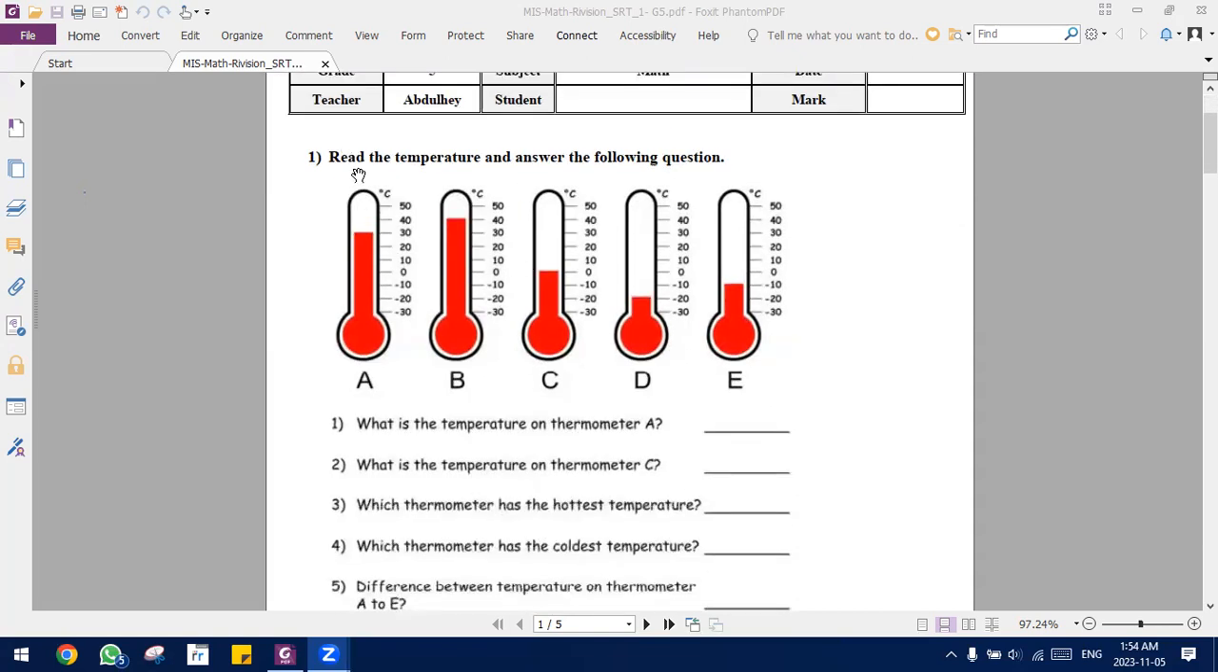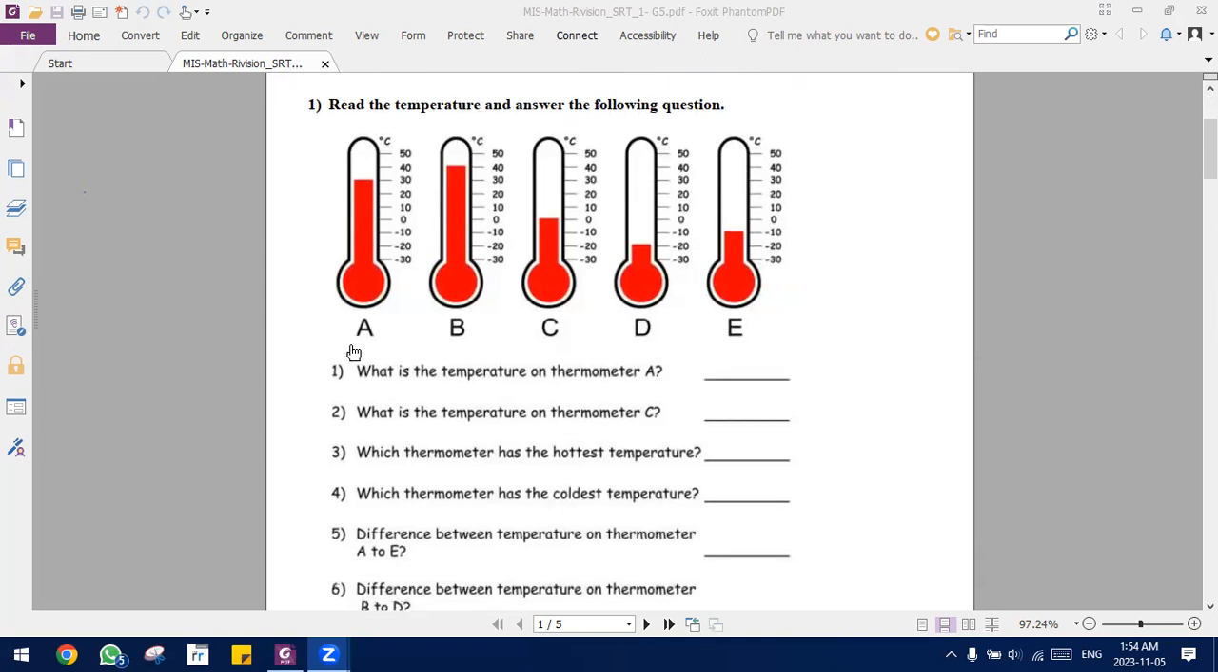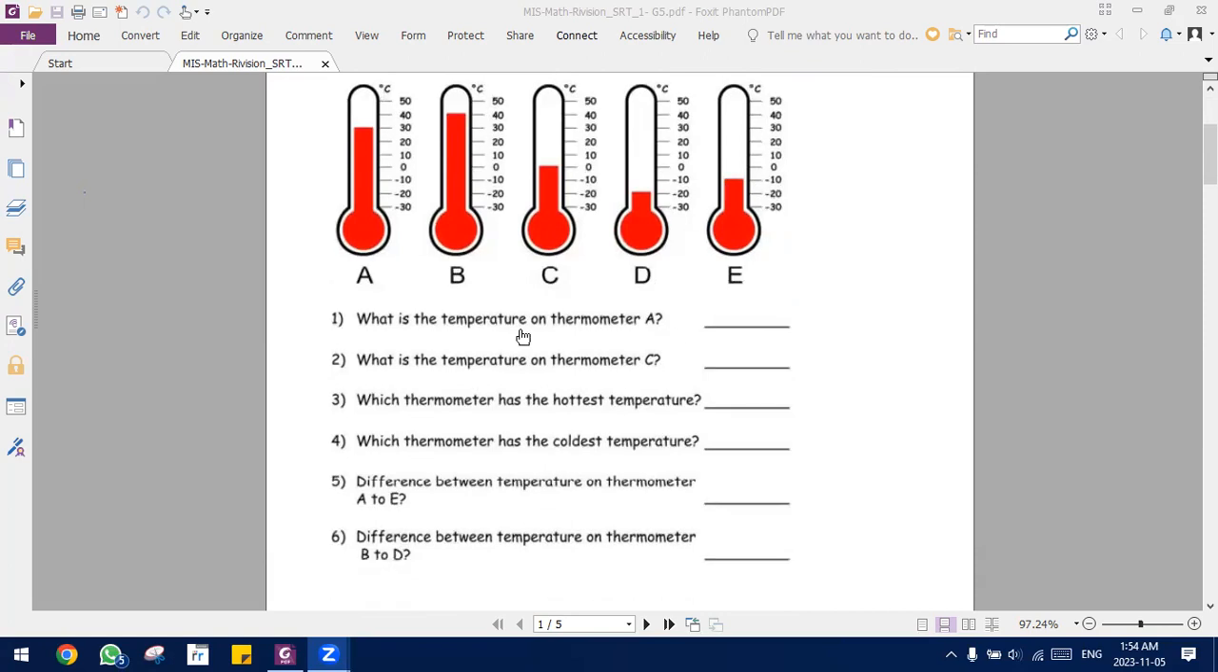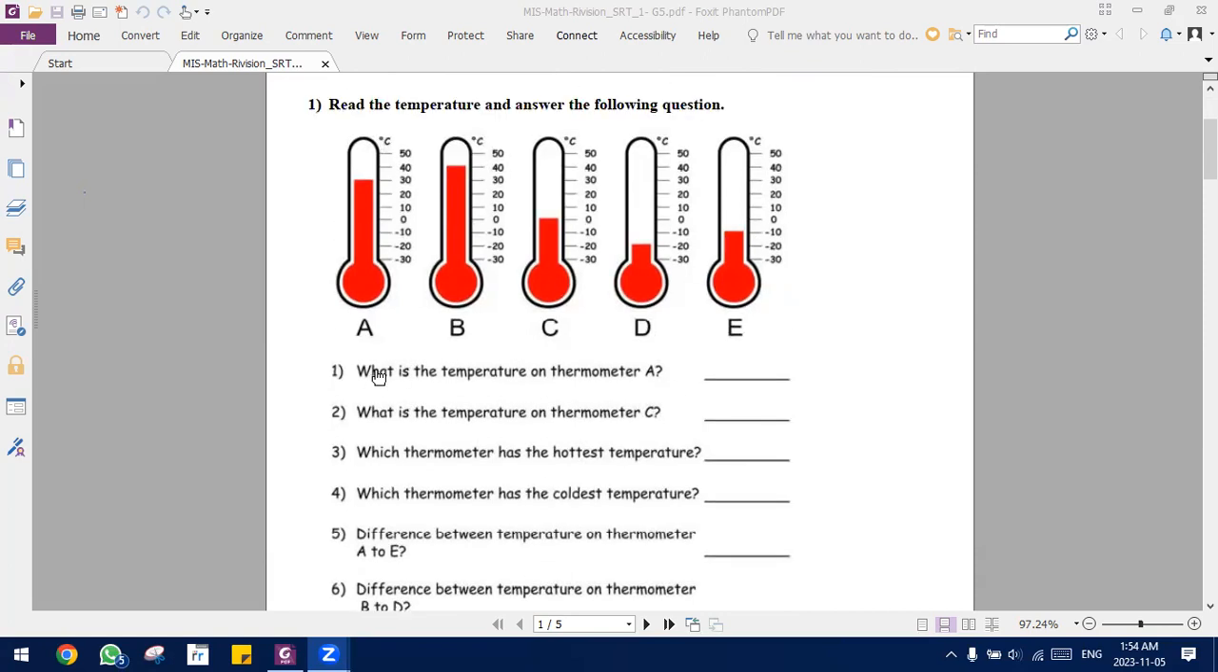So the first question says, read the temperature and answer the following questions. Here we have different readings. This is temperature in degrees Celsius, from A to E. Let's read the first question. It says, what's the temperature on thermometer A? We look at A, it starts from minus 30 down and goes up till 30. So the answer is 30, and we have to put the unit, degrees Celsius.